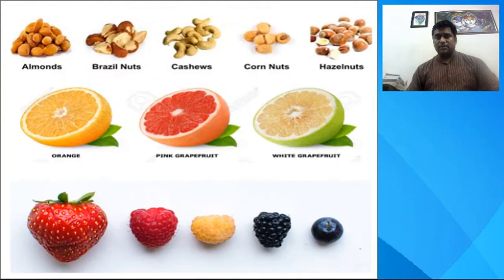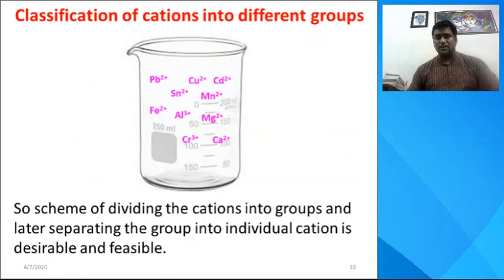It is just like different categories or different classes of fruits in a basket. You need to separate them, you need to classify them based on their categories. For example, nuts will be under one category, citrus fruits under one category, berries in a separate category. So you need to classify those cations. If all the cations are there in the form of a mixture, the task is to classify them based on their properties. So you are going to understand how this classification of cations is important. There is a scheme that will divide the cations into different groups, and subsequently we will analyze individual cations from those groups.